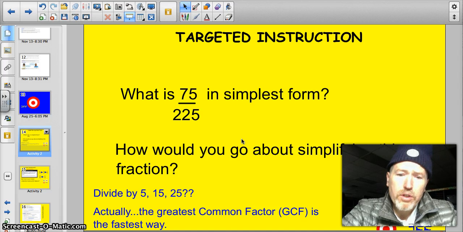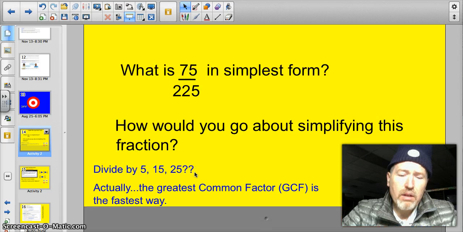Well, my first thought is you could divide by 5 because they both have 5 in there. And then I remember that 15 goes into both, so you could divide by 15. Probably the easiest way right off the top of my head is divide by 25. But the fastest way is if you know what that greatest common factor is. And that's what we're going to be talking about today, using greatest common factors to express those fractions in simplest form and doing that efficiently.